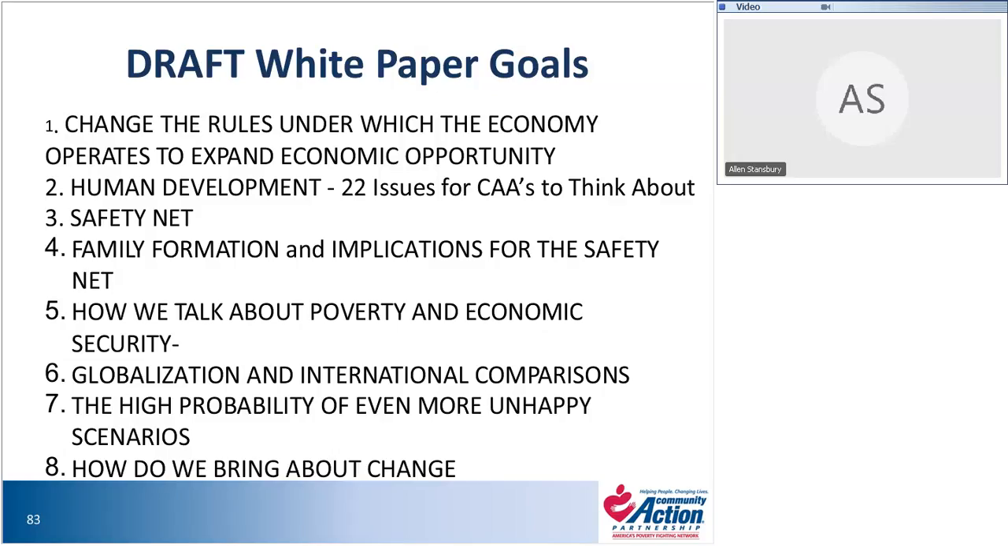And number three, we've got to strengthen the safety net as a mechanism for providing additional income in households. We look at family formation issues. Primarily, this issue of one income is not enough to support most households with children. You've got to have two incomes in there. The third dimension of this is how we talk about poverty and economic security. And there's some pretty good research from the Ford Foundation and the Center for Community Change that the language about poverty and anti-poverty lost its oomph about 20 years ago and is no longer sufficient to motivate people to support the kind of work we do.